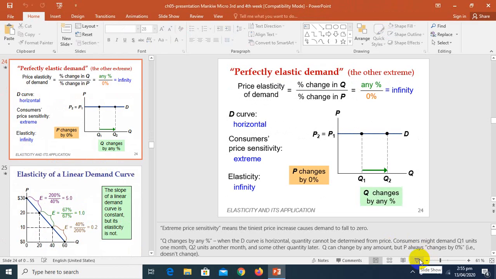The next part is about how elasticity responds, whether the good is elastic or inelastic, and how it affects total revenue. That is what we are going to cover in the next part, regarding how elastic or inelastic demand brings changes in total revenue.